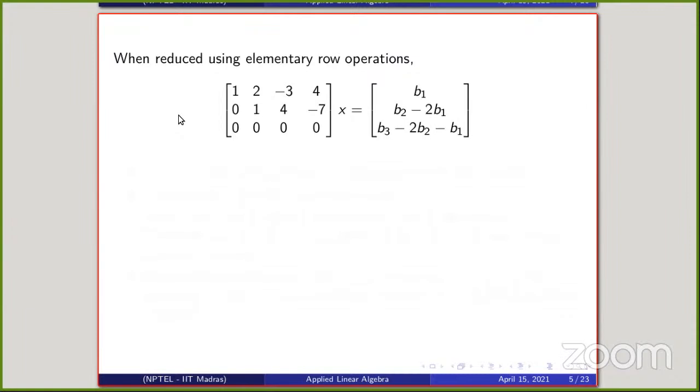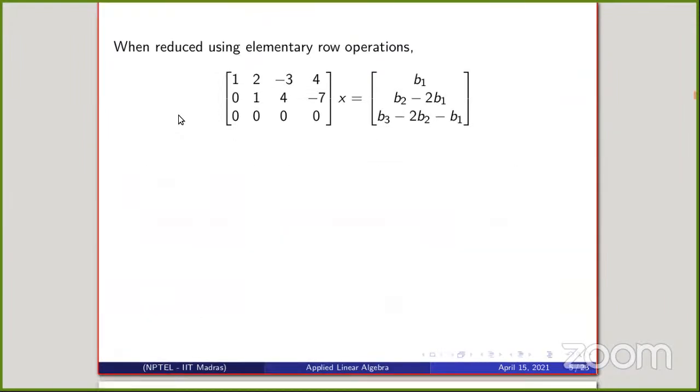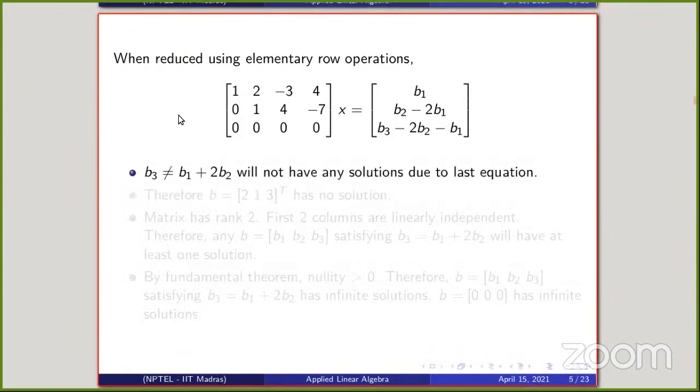So we also see that the third row in the LHS matrix is all zero, which means the all zero row multiplied with x will always give 0. So this gives us an idea of what values of B1, B2, B3 are possible for this case. Like if you have B3 not equal to B1 plus 2 B2, the last element of the RHS matrix will be non-zero, while the LHS matrix will necessarily need to be 0.